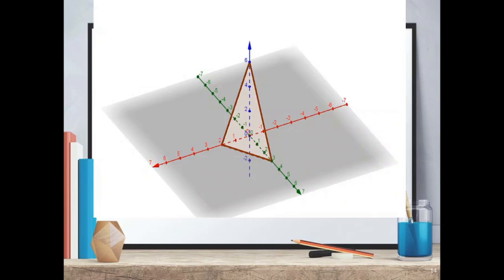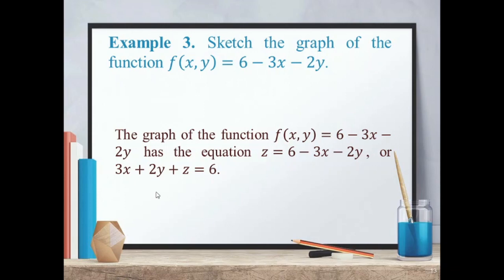See here, when we substitute y and z both 0, we will get the point (2, 0, 0) on the x-axis. When we substitute x and z both 0, we will get the point (0, 3, 0) on the y-axis, and when we substitute x and y both 0, we will get the point (0, 0, 6) on the z-axis.